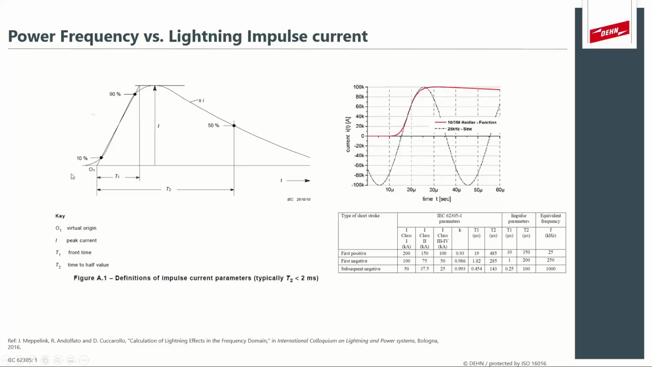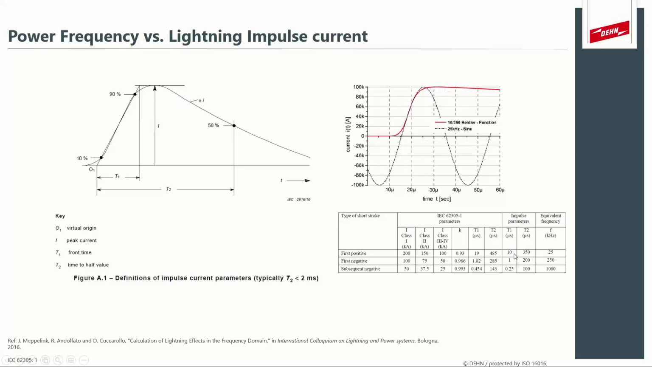So the biggest one that can carry the most damage is known as a first positive stroke. That means the lightning impulse is positively charged, and this wave shape, by IEC, is characterized as a 10/350 or 10 by 350 microsecond wave shape. So this 10 by 350 wave shape is denoted by these parameters on the input.